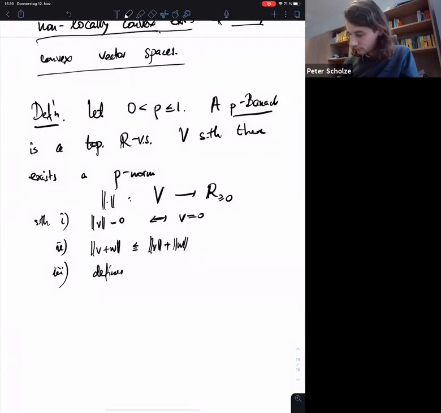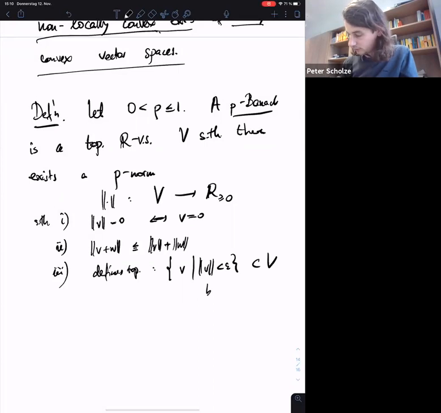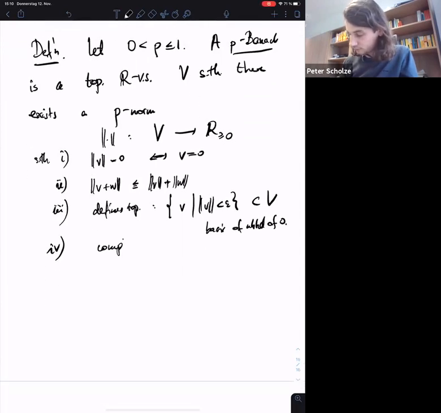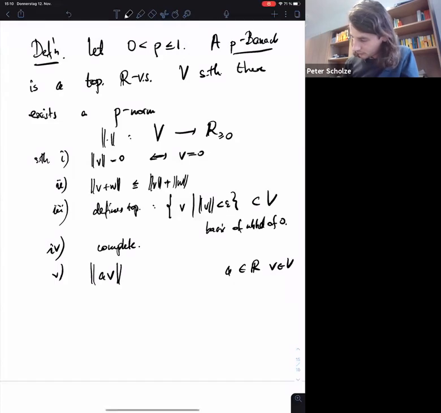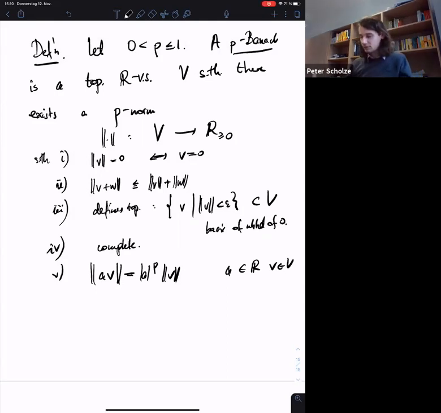It defines a topology, so the set of all e such that the norm of e is less than epsilon is the basis of neighborhoods of zero. It's complete. And then there's one condition that's different, namely what happens if you scale by a scalar. Usually you would ask that the norm of a times b is the absolute value of a times the norm of b. But here you rescale the norm, and it's the absolute value to the p times the norm of b.